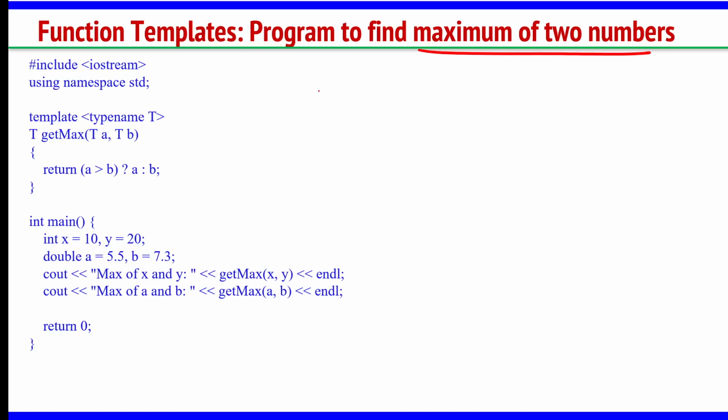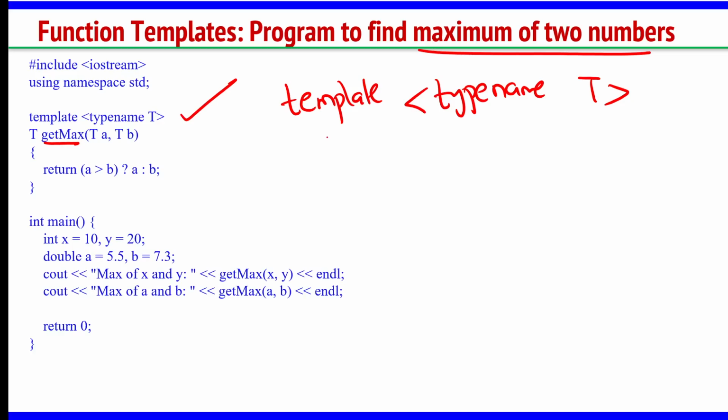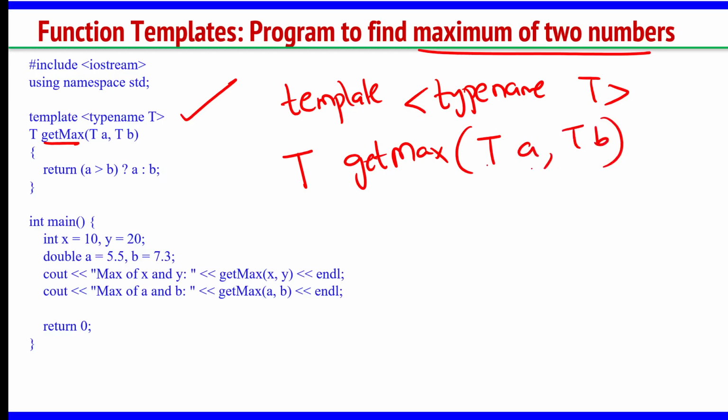First, I am defining a function getMax. See, I wrote this fixed statement. Always you should write template, typename, and T. This is a fixed statement. Then you write T, and getMax is my function name, and it is taking two variables of type T: a of type T, b of type T. In this you write your normal logic like this: return a greater than b, question mark a, else b.